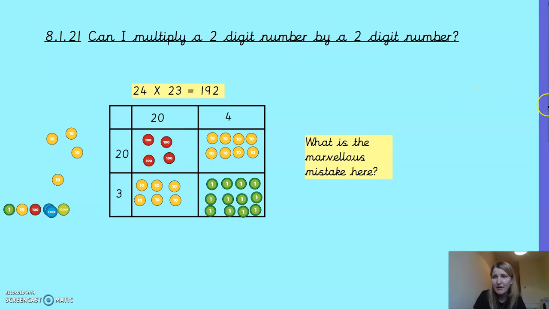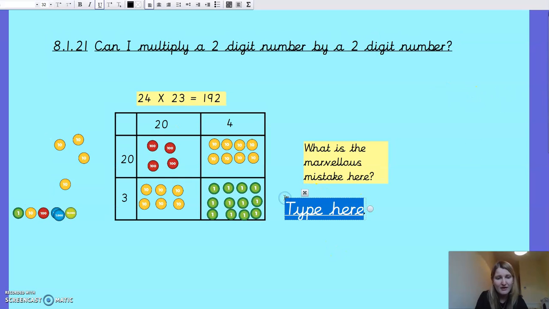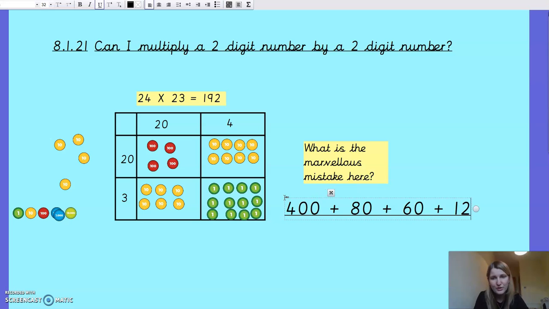If I then added that up, and I'll just write it down here, I've got 400, add 80, add 60, add 12. 80 and 60 are 140, plus the 400, 540, add 12, 552. Okay, so I'd say that's a really common marvellous mistake to make, forgetting what we're dealing with over here. If you've got the 2 zeros, you should expect to see 2 zeros at the end of your answer. Okay, use the times tables that you know.